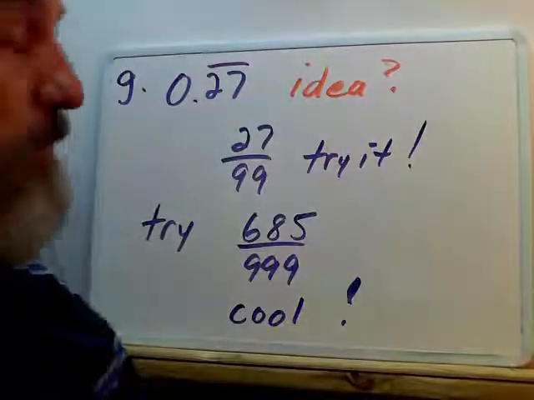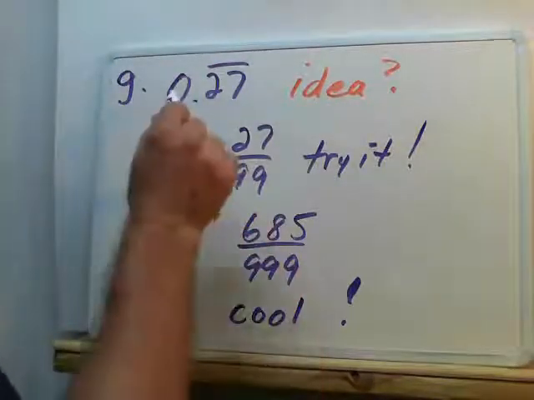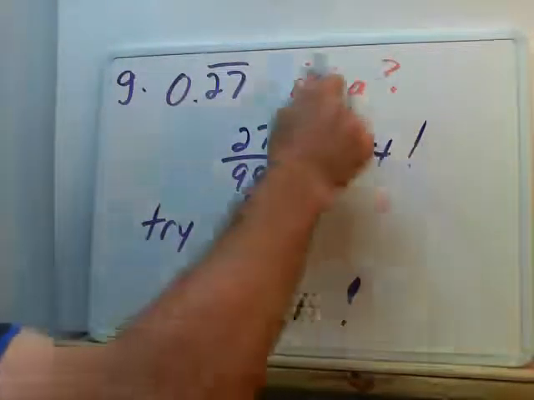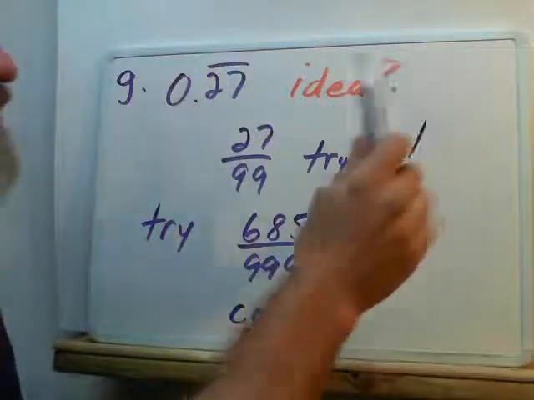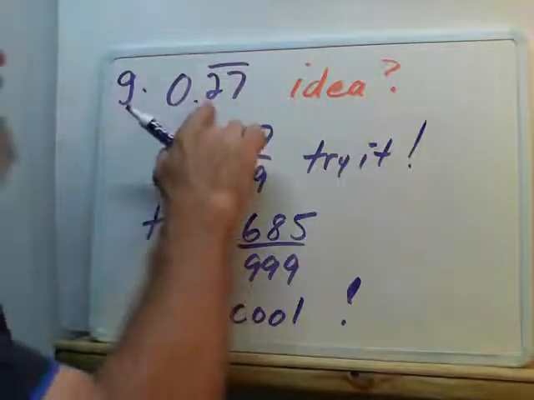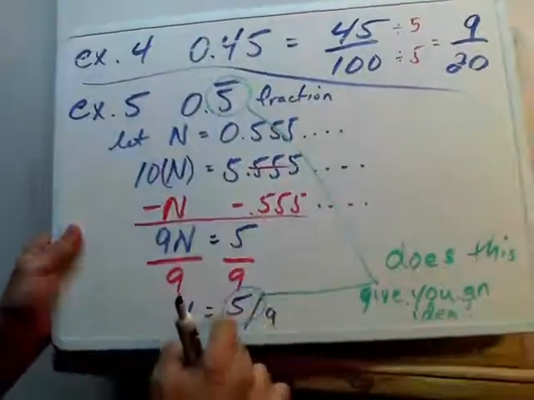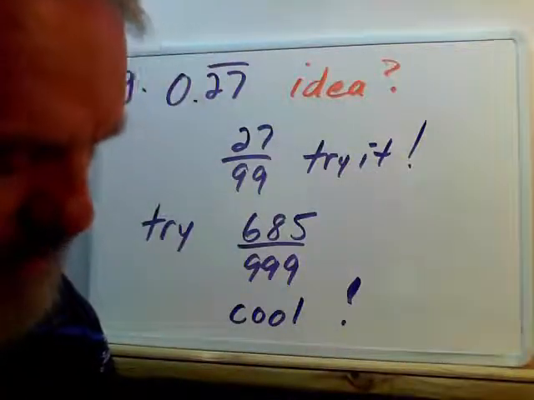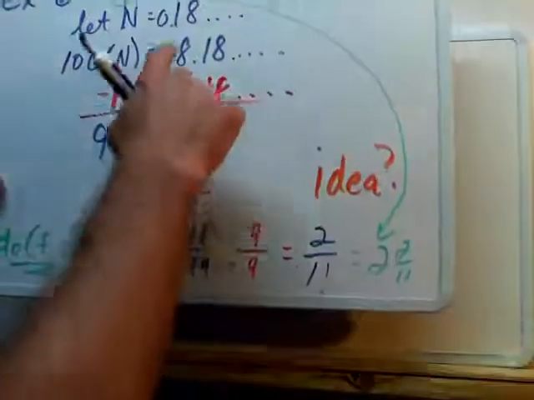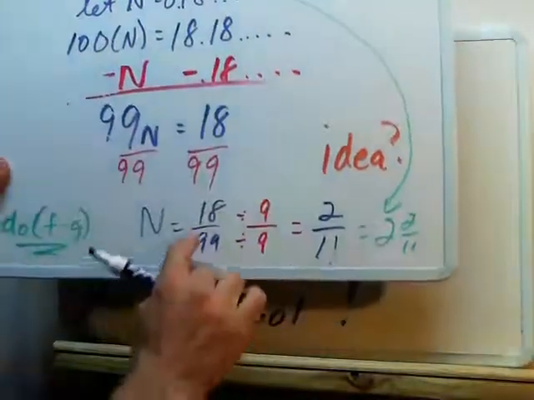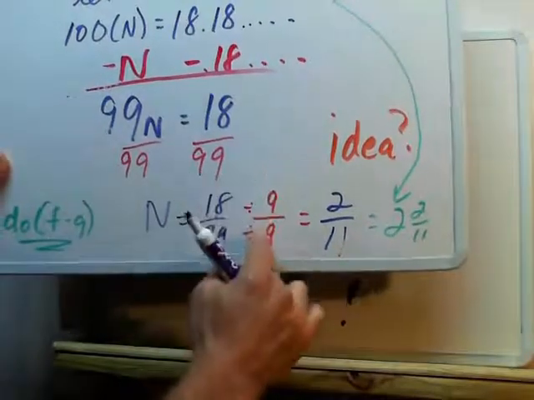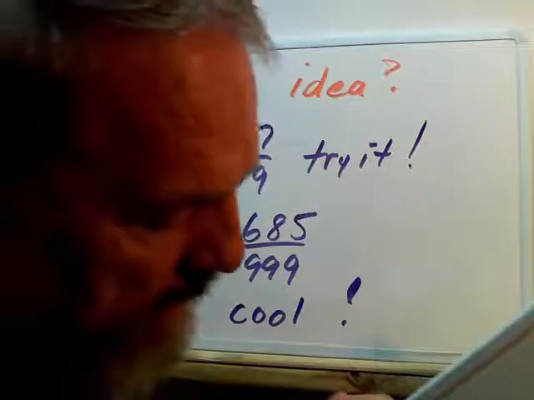Lastly, letter G. We have 27/100ths repeating, 0.27 repeating. So I want you to think about, do you have an idea here? And what you should start to recognize is that when it's one digit, like it was with 0.5, we just put the 5 over the single digit 9. When it's 2 digits, like it is with 0.18, we put the 18 over 99, 2 digits, and then of course we had to simplify to get it to 2/11.